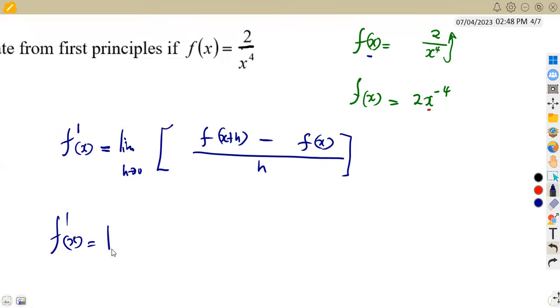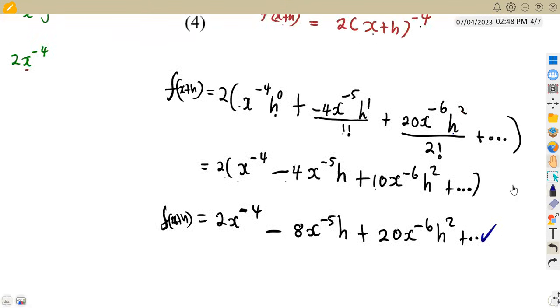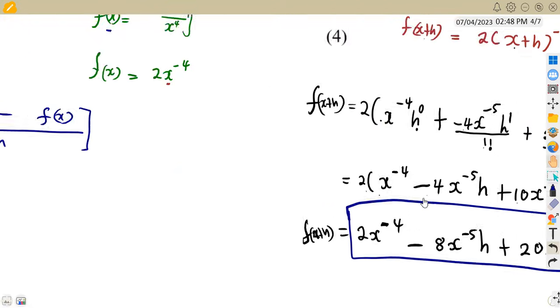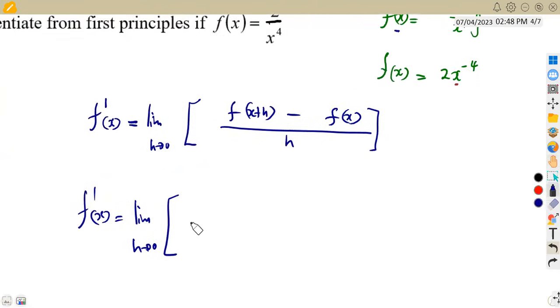So this is going to give us the limit as h is approaching 0 of f of x plus h. I want you to take this value as it is, substitute this value as it is. So this is going to give us 2x to the exponent of minus 4 minus 8x to the exponent of minus 5 h plus 20x to the exponent of negative 6 h squared plus and so on and so on.